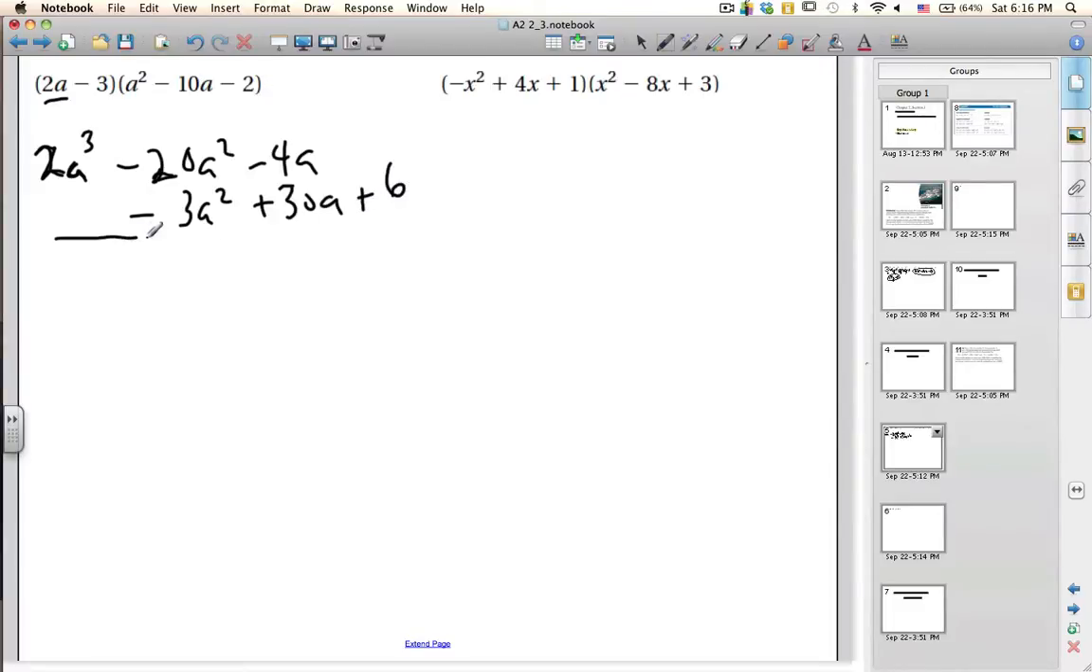And you notice that I've arranged these vertically, and you'll see that I've aligned my columns based on like terms. So now I can just add down. I'll get 2a cubed. Negative 20 plus negative 3 is minus 23a squared.